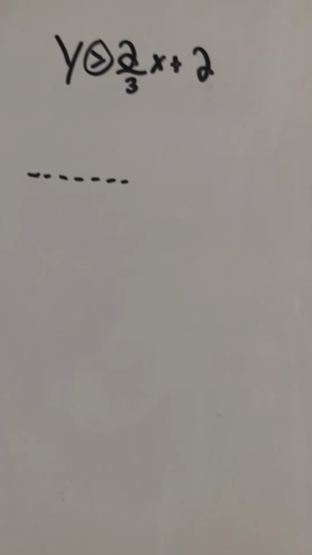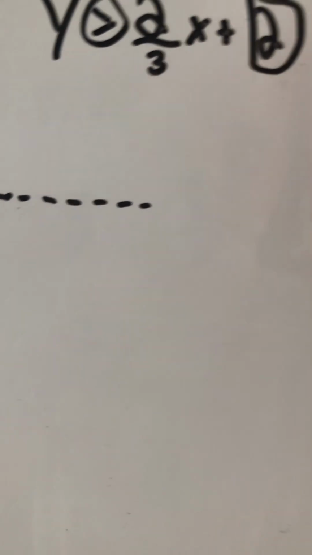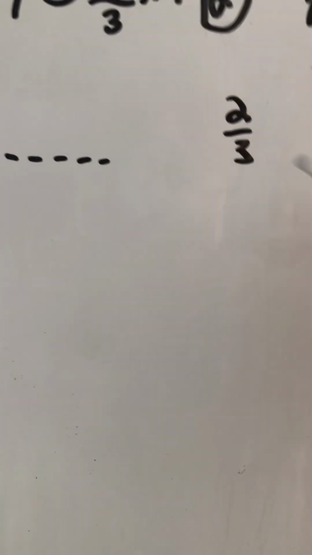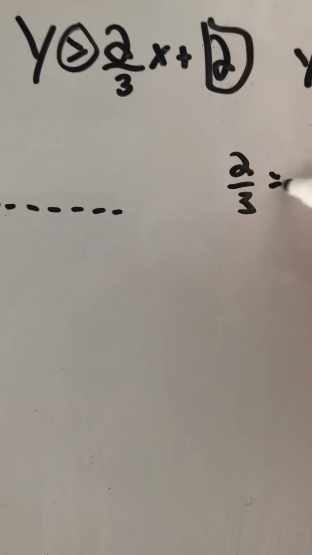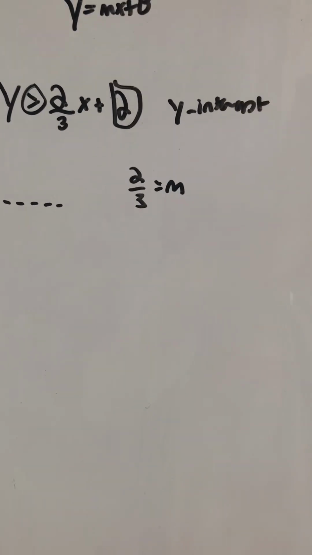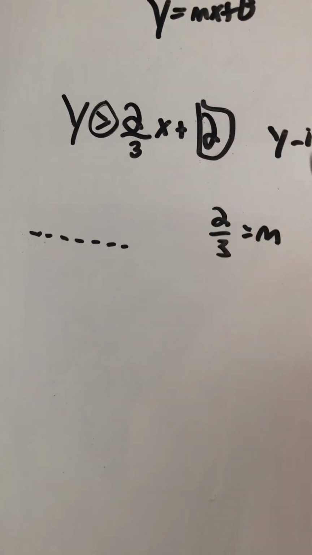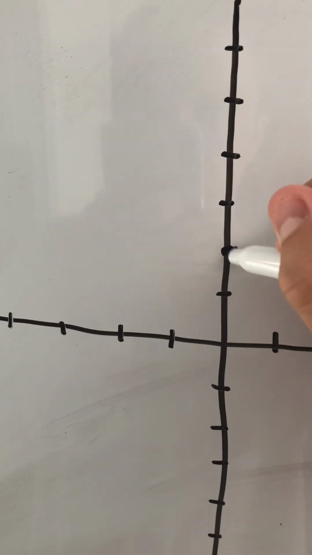Now I'm going to identify the b, or the y-intercept, which is 2. And then the slope, which is 2 over 3. So that means every 2 units we rise up, we're going to go to the right 3 for the slope. We're going to do similarly what we did in the last problem. First we start with the y-intercept by graphing positive 2. So I'm going to rise up 1, 2 from the origin, just like this.